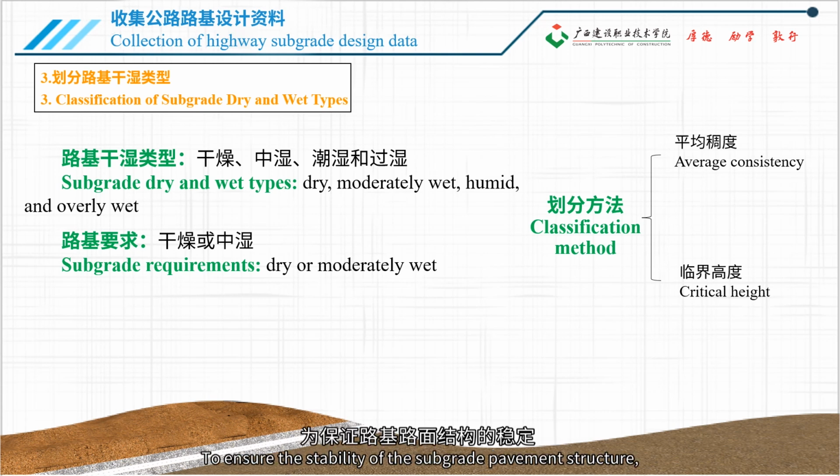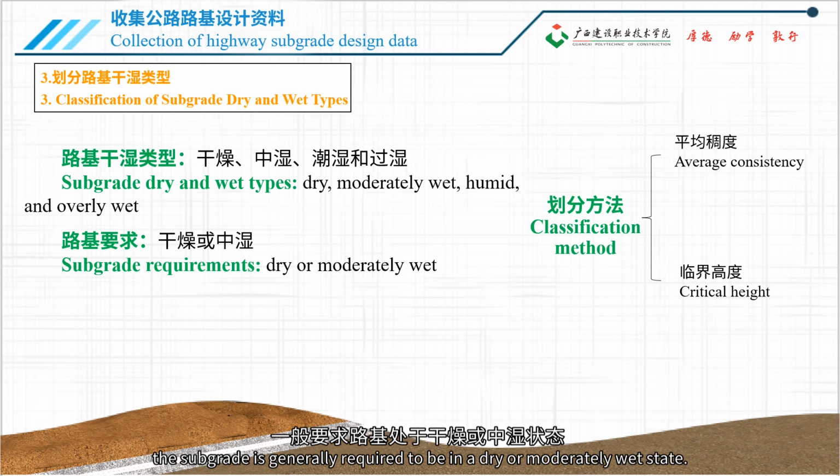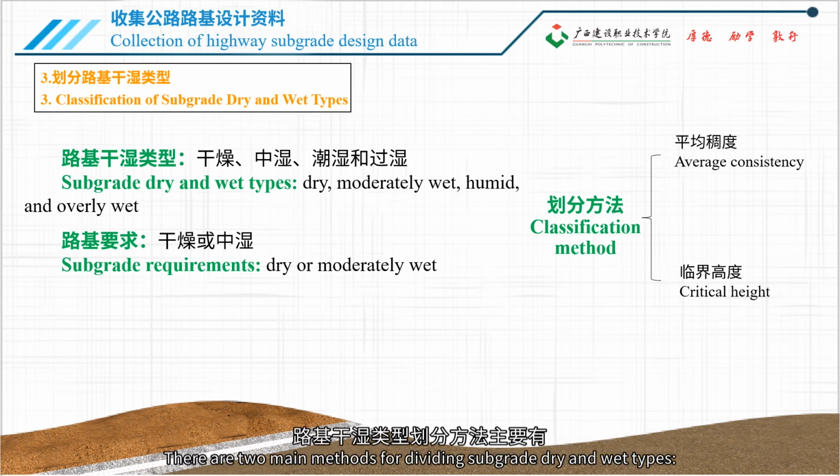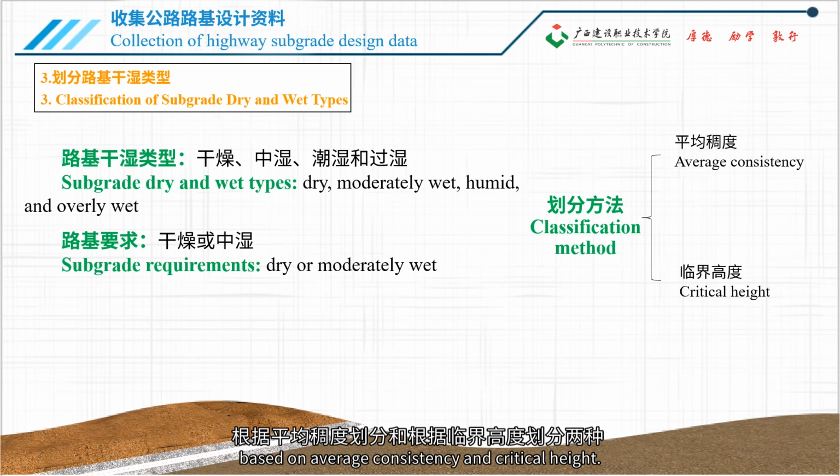To ensure the stability of the subgrade pavement structure, the subgrade is generally required to be in a dry or moderately wet state. There are two main methods for dividing subgrade dry and wet types, based on average consistency and critical height.